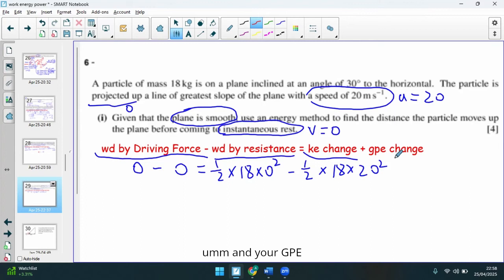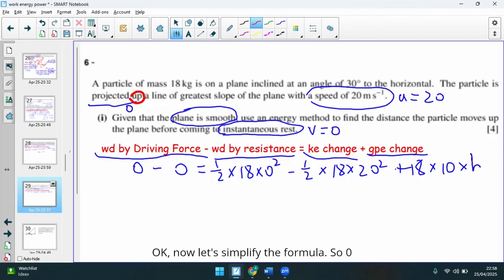And your GPE change is MGH. Okay, now again, this particle is moving up, so GPE will be positive. So M times G times H. Okay, now let's simplify the formula.